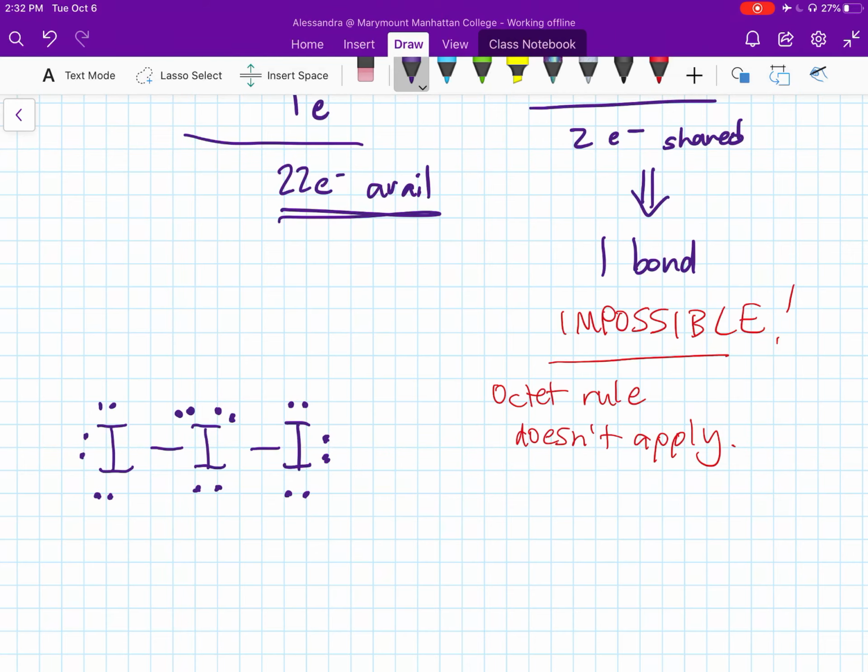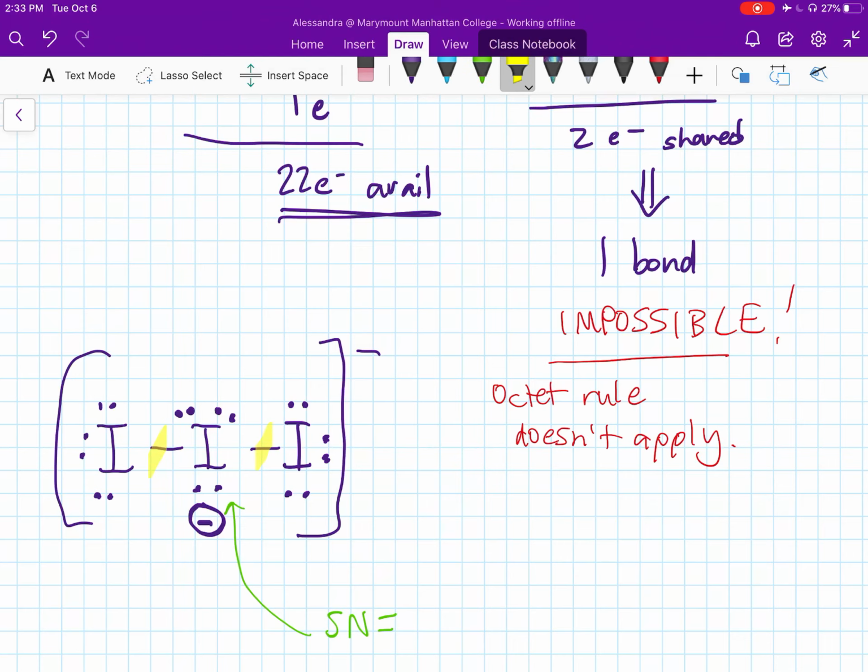And if you go around and figure out what the formal charges are on the atoms, this central iodine is going to have a -1 formal charge, whereas the terminal iodines don't have any formal charge. So that formal charge is what gives the negative charge on the triiodide ion. Okay, so that was the Lewis structure of triiodide. Now let's figure out what the substituent number is on that iodine. So if I go around, I have 1, 2 bonds, and then 3, 4, 5 from the lone pairs. So the substituent number around that iodine is 5.